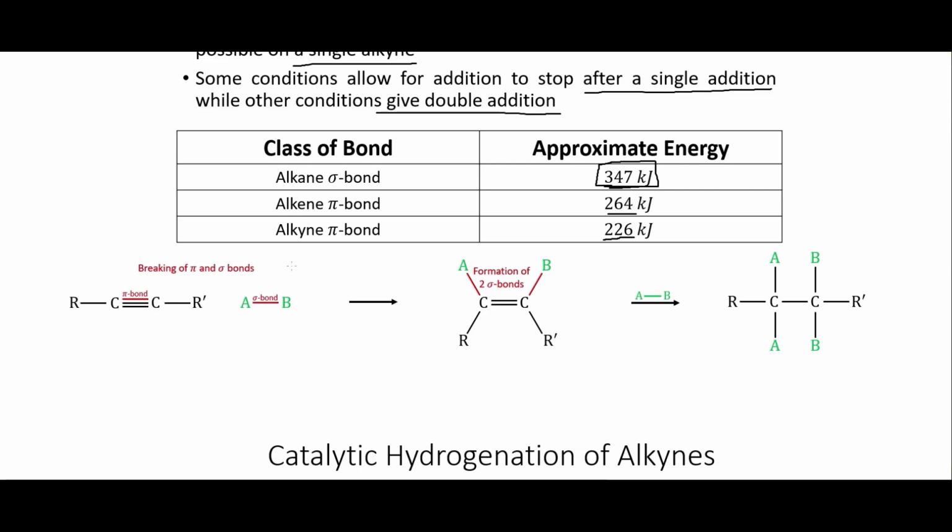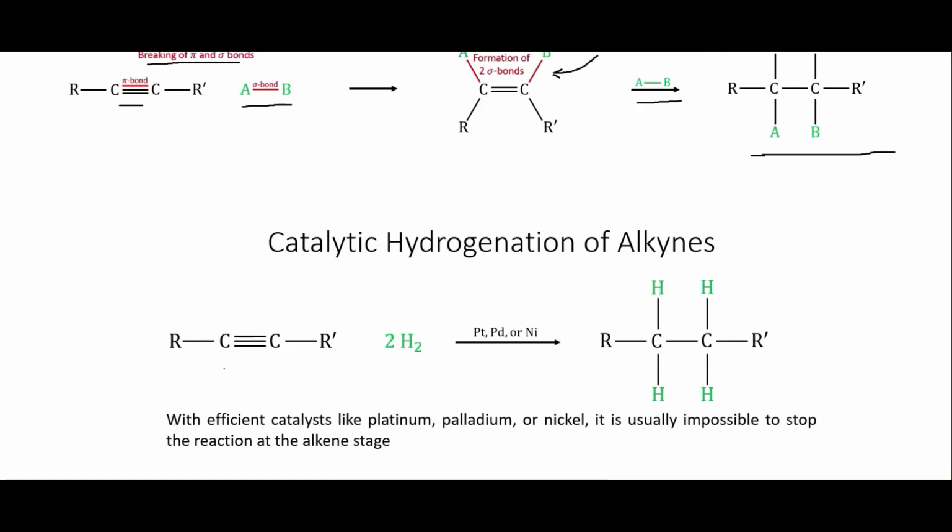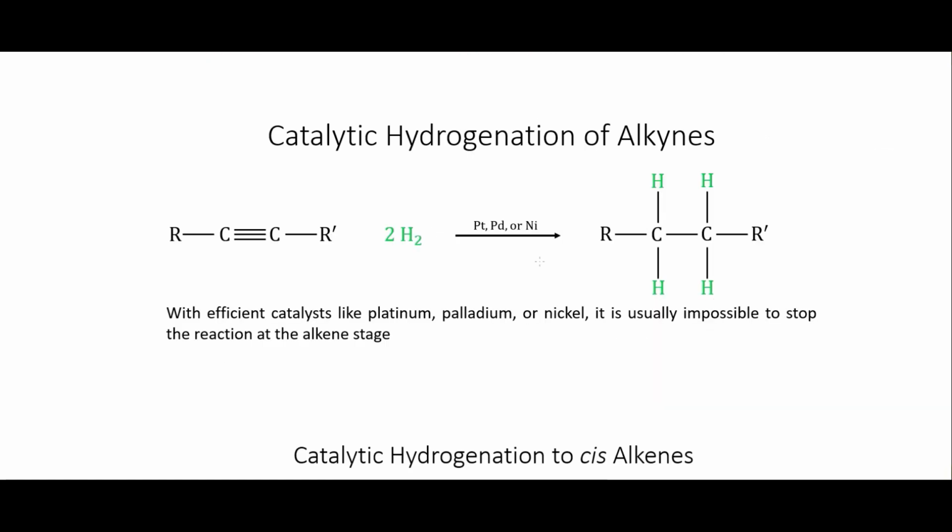Like I said, we're breaking a pi bond and a sigma bond: a pi bond on our triple bond and a sigma bond on this reactant, to form these two sigma bonds that I have in red on this one right here. We can do the same thing with another one of these reactants to form this alkane product from our alkyne. Just like with our double bonds, we can do hydrogenation on our alkynes.